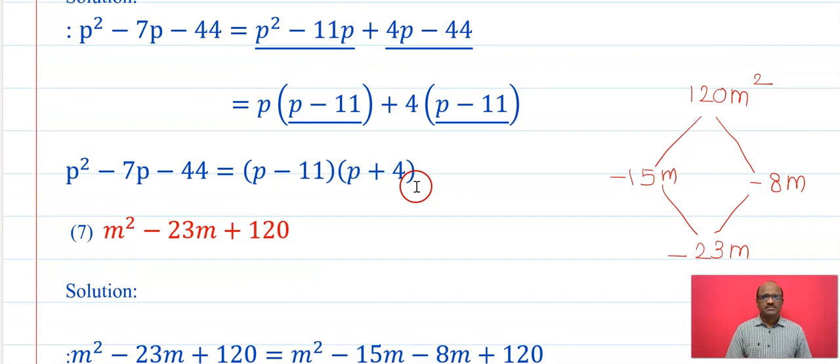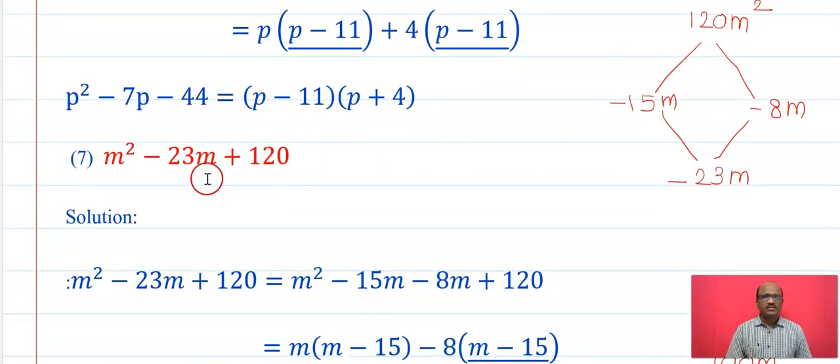What about the next? Example number 7, m square minus 23m plus 120. Now again the product of m square and 120, that is 120m square. What about the middle term? The middle term is minus 23m.